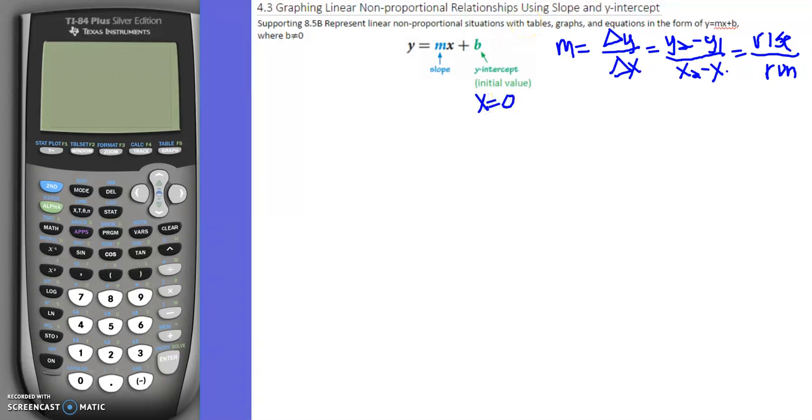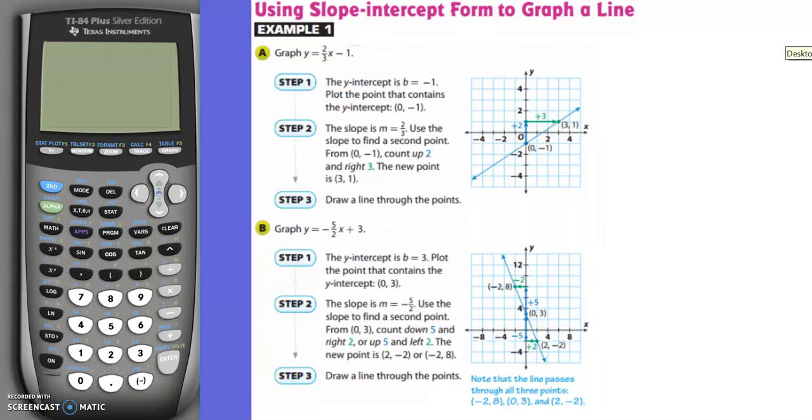Okay, let's take a look at example 1. We have y equals 2/3 x minus 1. So the slope is 2/3. The b is -1. I'm going to intersect the y-axis at -1, so you go down 1. The slope is rise over run, so you're going to go up 2 over 3. All right, so that's how we do example 1.